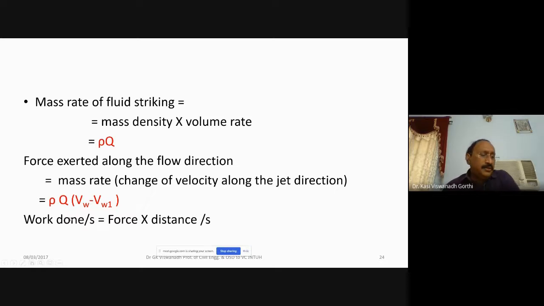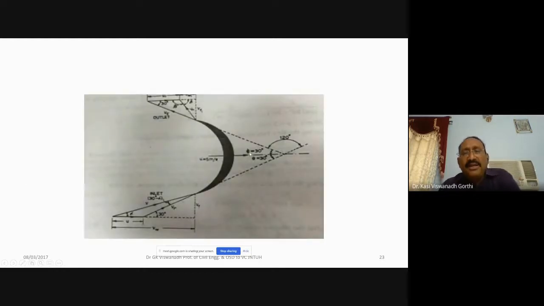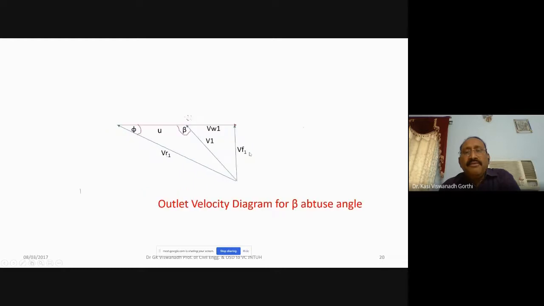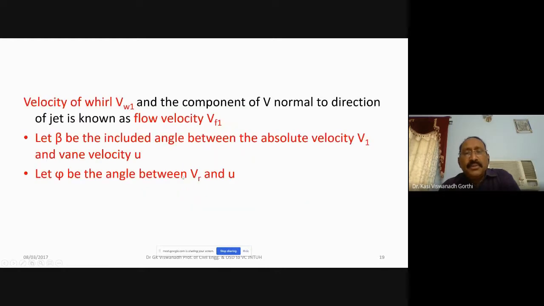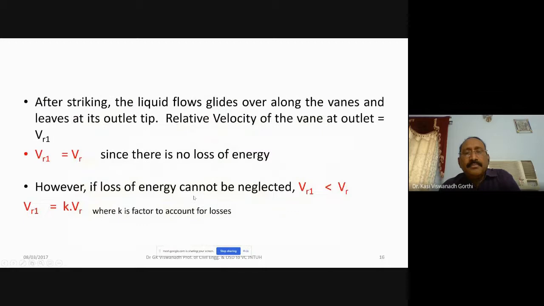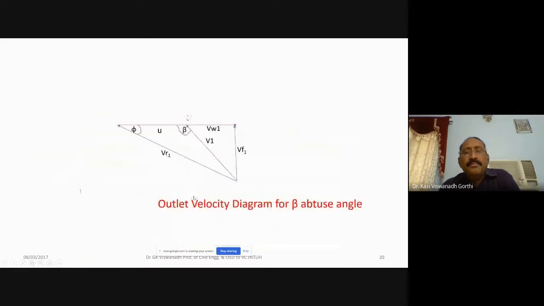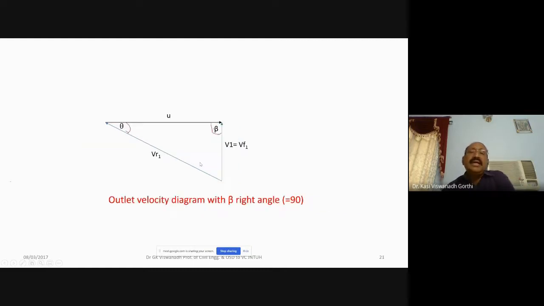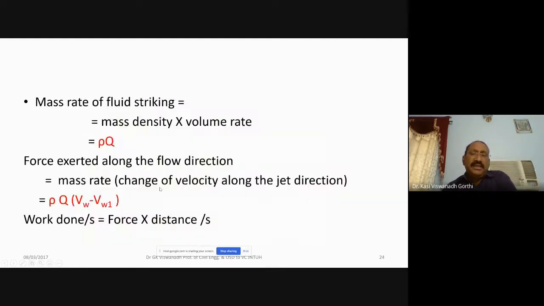So mass rate into change of velocity, VW and VW1 in the opposite direction. See here, VW in this direction, and VW1 is in the opposite direction for the value of beta being greater than 90 degrees. So rho Q, mass rate, into change of velocity along the z direction, you have VW minus VW1, the tangential components of the absolute velocity.